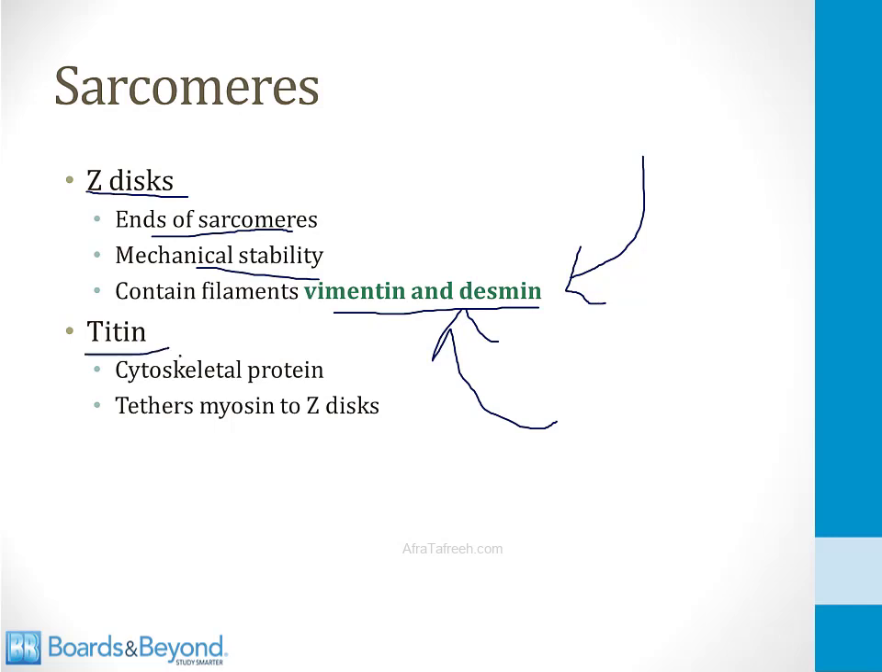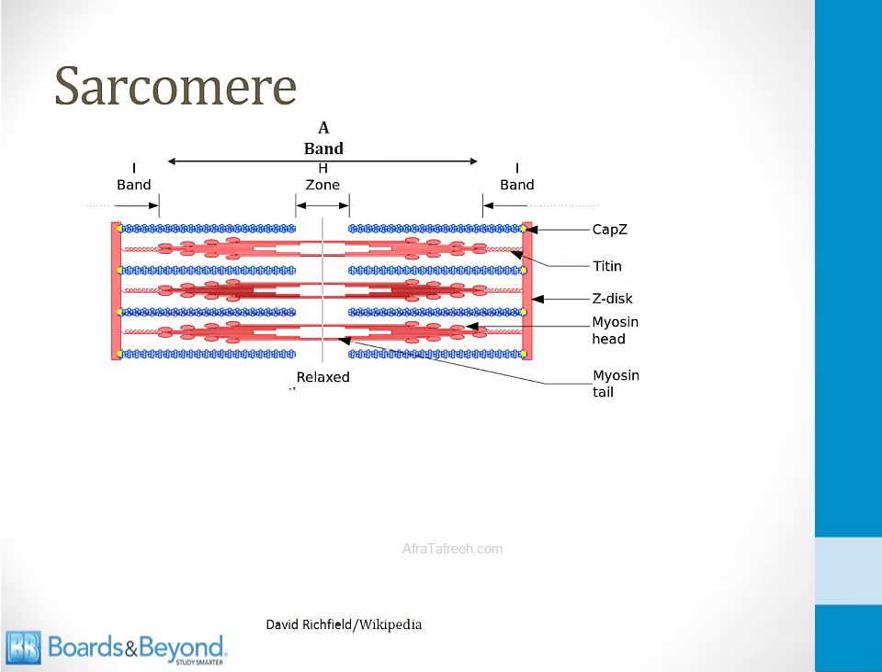And then finally, titin is a cytoskeleton protein that tethers myosin to the Z discs, and we'll see a picture of this in the next slide. Here's a drawing of the sarcomere in the relaxed state. The blue structures here are the actin filaments, the red structures are the myosin filaments. The myosin tails are towards the center, the heads are these little red circles towards the sides. The Z discs are thick structures that serve as scaffolding on the sides, and then these are the titin proteins that connect the myosin filaments to the Z discs.